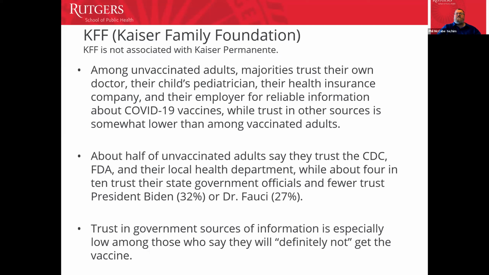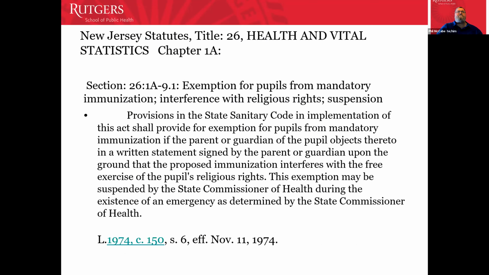So the trust in government sources of information is essentially low among those who say they will definitely not get the vaccine. Now, the reason why I use the statistics is so if they're not trusting the government, but we do know they do trust their doctor, their pediatrician, their healthcare provider and their employer. So how are we getting the information to them? They're dismissing it from the federal government, but they will listen to it when it comes from a more local source, particularly a healthcare provider they're connected to or involved with or receiving services from, including our local health departments.